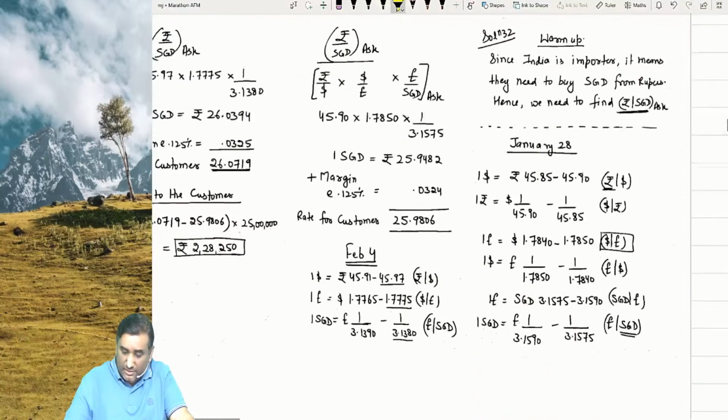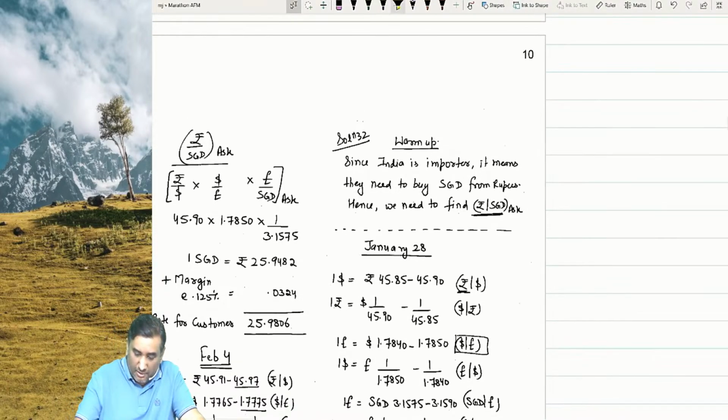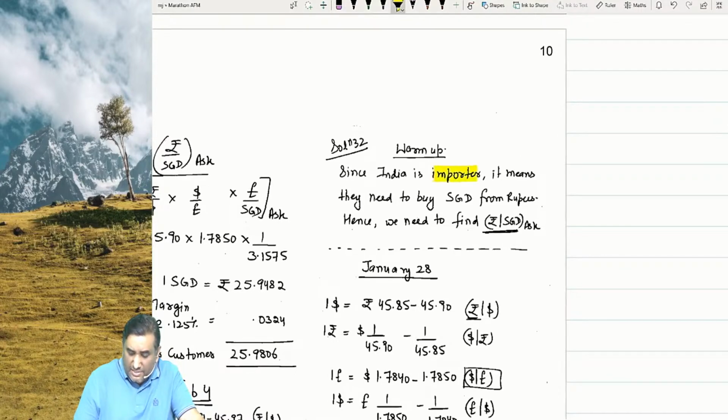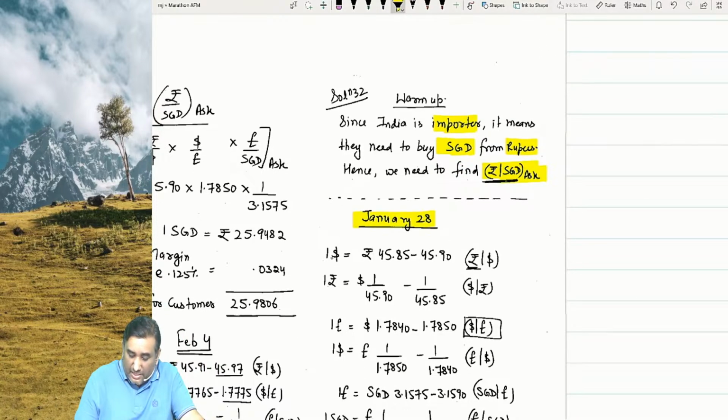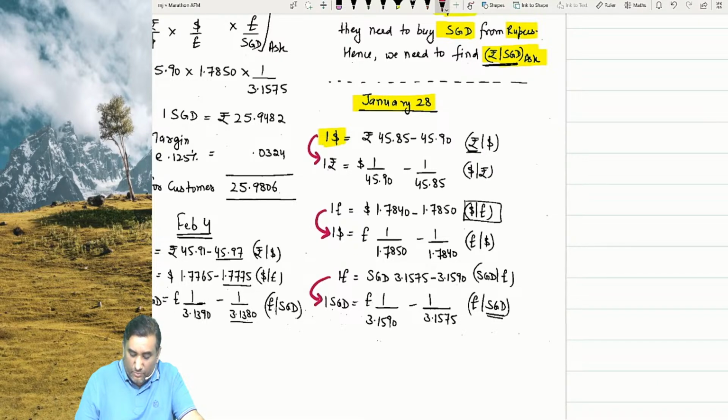I am on slide number 10, try to look at the numbers here. Since India is the importer, it means they need to buy SGD with rupees, hence we need to find the rupee per SGD ask rate. On January 28th, I was given $1 is equal to what? 45.85, 45.90. Then I used the inverted one for rupee. I was given 1 pound is equal to $1.7840, 1.7850. I converted $1 is equal to what? How many pounds? Pound SGD was given. I converted into 1 SGD. I need rupee on the top and SGD on the bottom.